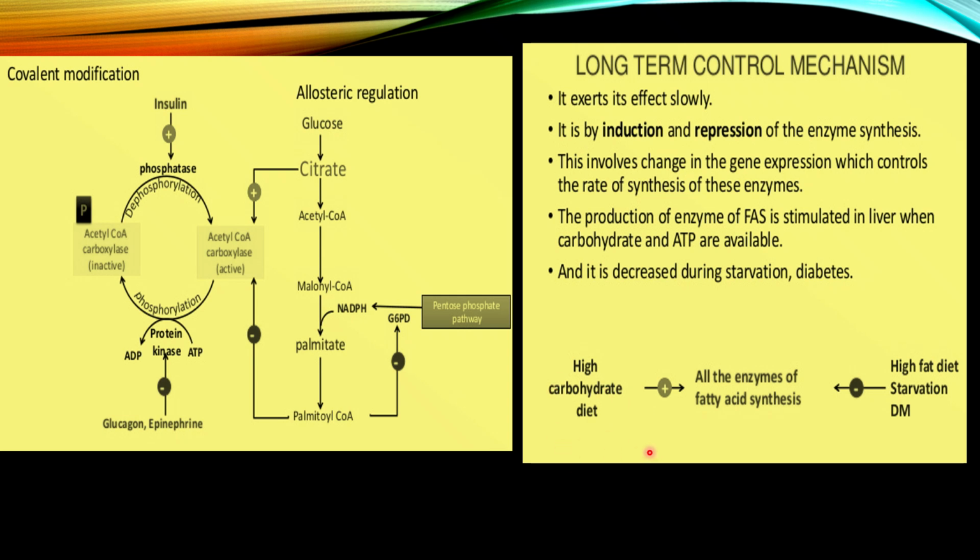Then with a high carbohydrate diet, all the enzymes of fatty acid synthesis are stimulated because excess carbohydrate is converted to fats and stored. And the high fat diet, starvation and diabetes mellitus all inhibit all the enzymes of fatty acid synthesis, in the nutshell. So this is the summary of all the regulation mechanisms through short term and through long term control.